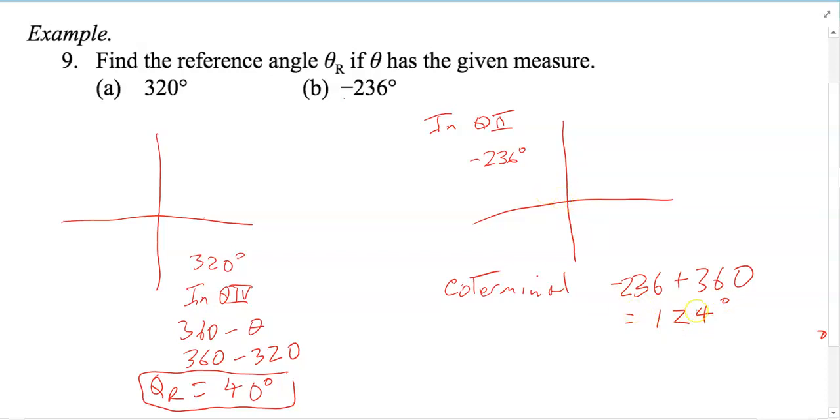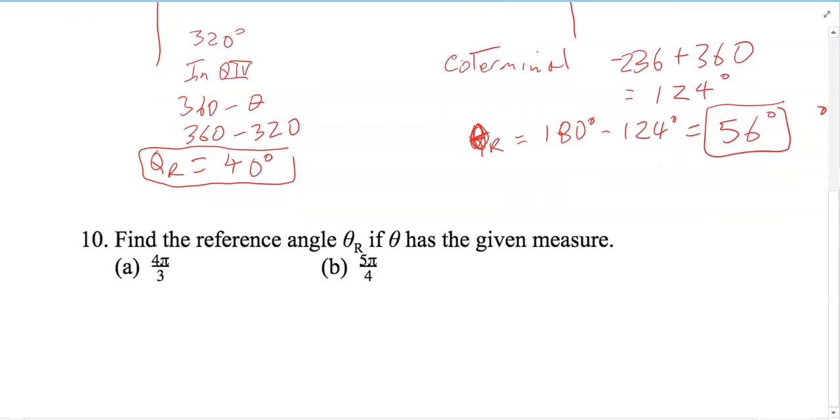So that is the equivalent positive coterminal, but for the reference angle, theta R, we want to do 180 degrees minus 124 degrees, and that is equal to 56 degrees. So 56 degrees is the reference angle for negative 236 degrees. Let's look at another example.